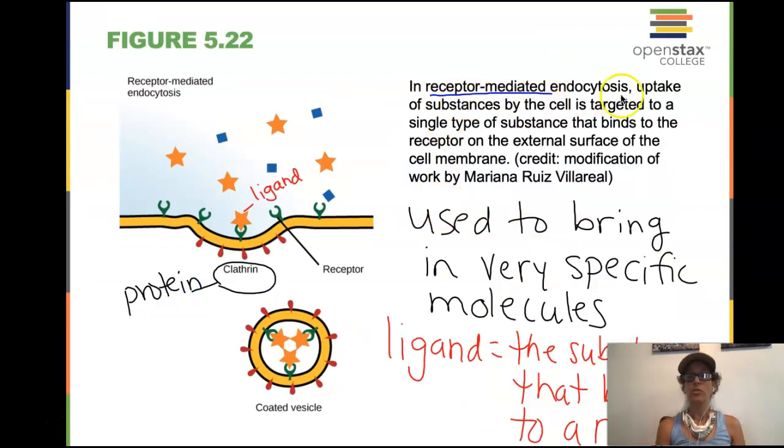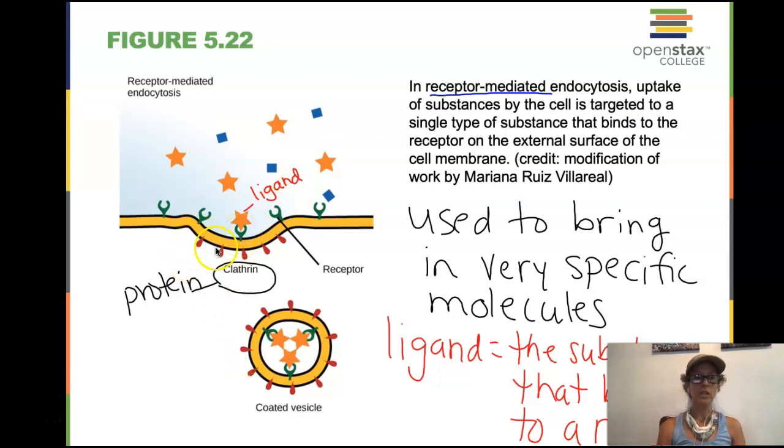Receptor-mediated endocytosis. So we need some sort of receptor, a specific interaction. It's going to use a cell process to bring in matter. So it's targeted to a single type of substance. There'll be some sort of receptor on the plasma membrane. A ligand is anything that is binding specifically to a receptor.